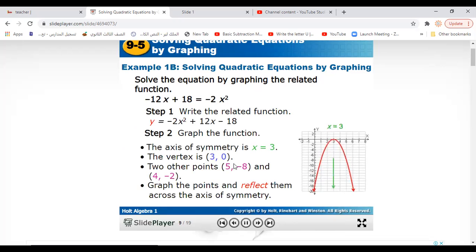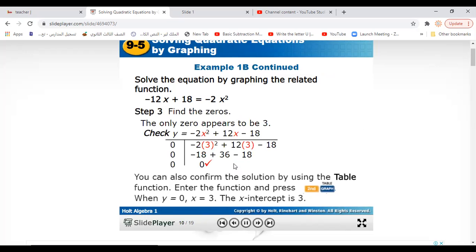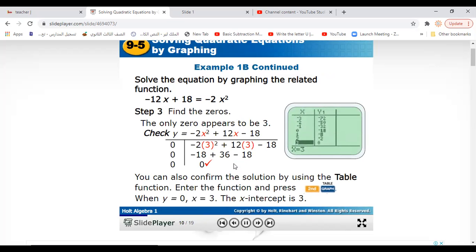Then, as I said, once we have any equation, we will write it in the form ax squared plus bx plus c, then we will find the axis of symmetry, then we will find two ordered pairs, then graph the points and reflect them across the axis of symmetry. Then, once we graph it and solve it, we found the zeros appear to be 3 and negative 3 in this equation, which we have.